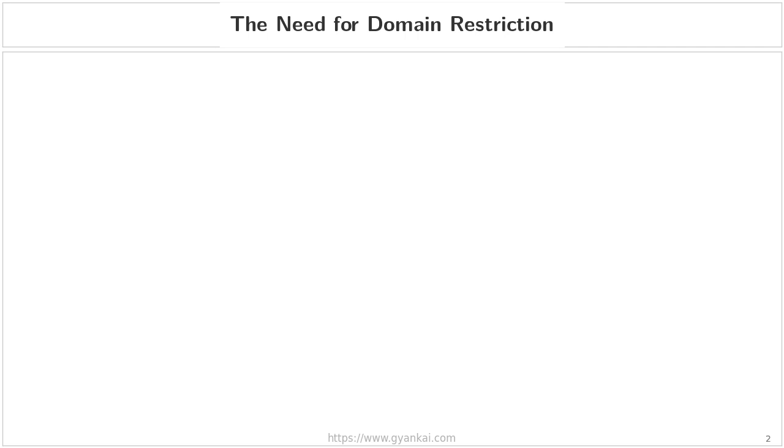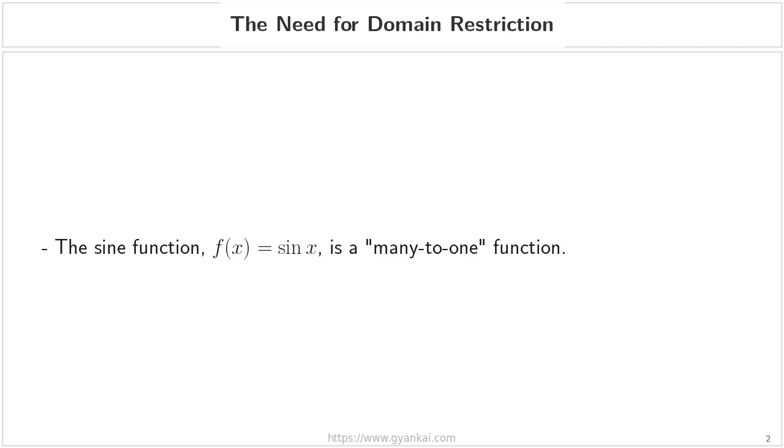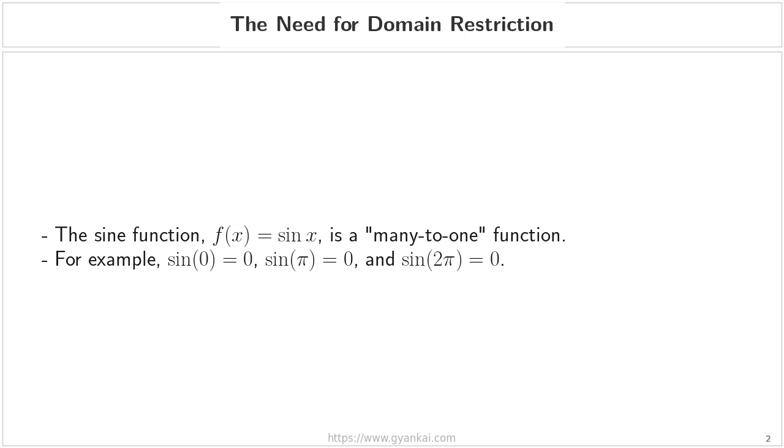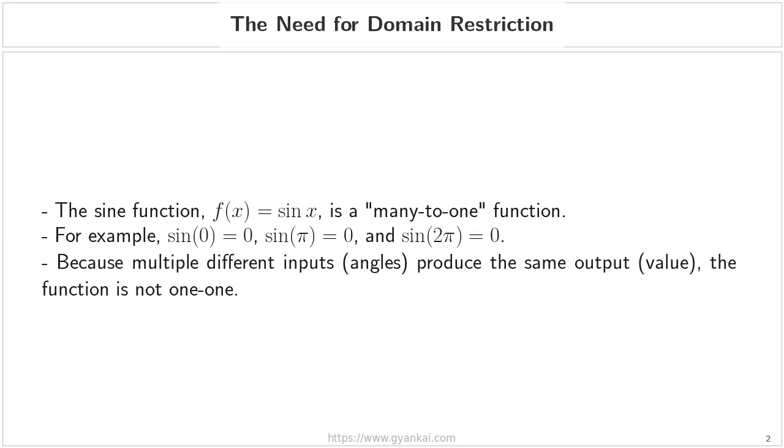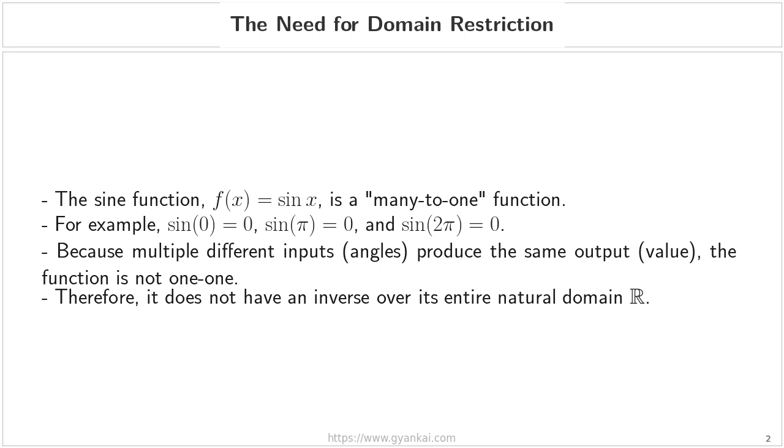Now, let's delve deeper into why we encountered a problem in the previous slide. The sine function, which we denote as f(x) = sin x, is what we call a many-to-one function. To illustrate this, consider that sin 0, sin π, and sin 2π all result in the same output value, which is 0. Because multiple different input angles produce the exact same output value, the function is not one-to-one. Consequently, the sine function does not have an inverse if we attempt to define it over its entire natural domain, which is the set of all real numbers.